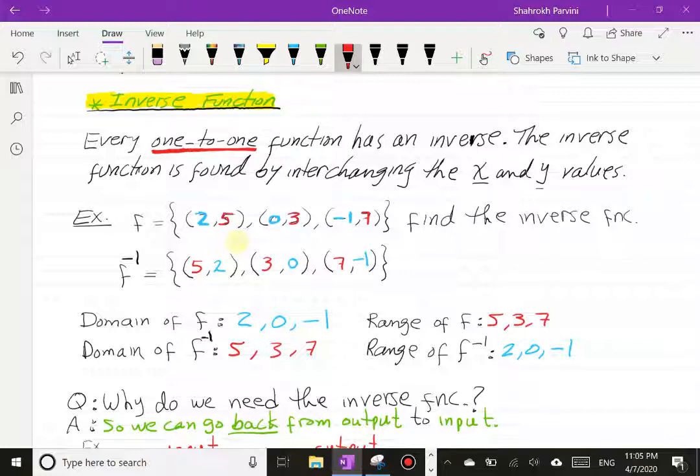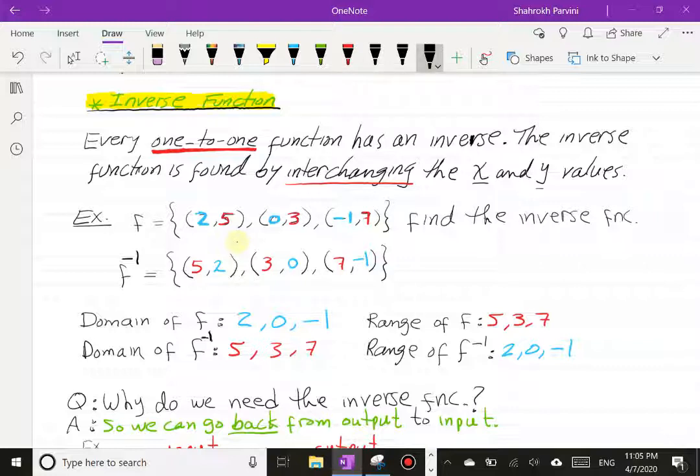So how do we actually find this inverse? It's pretty simple. We do it by exchanging, or interchanging, the x and y values. That's how it's done. So I've made up an example again for us.